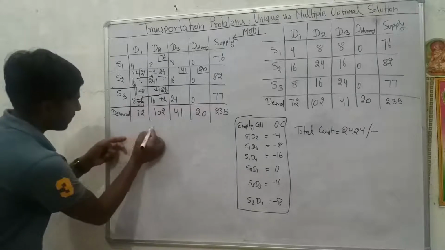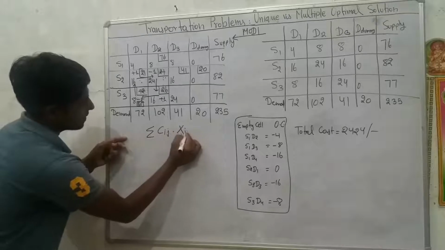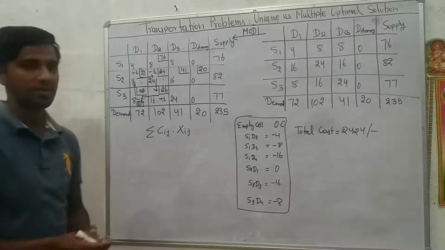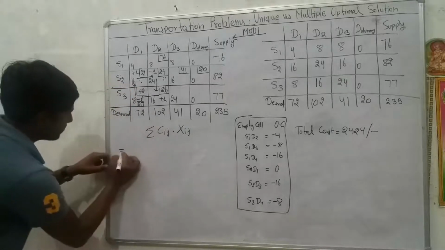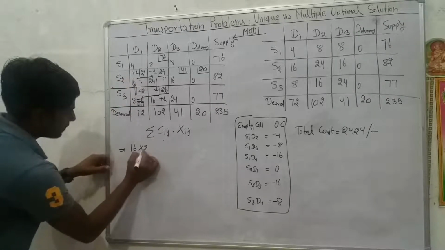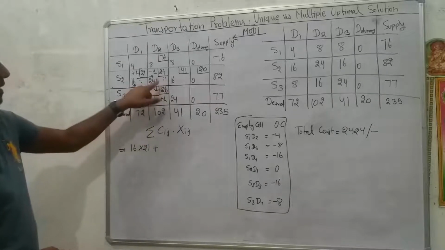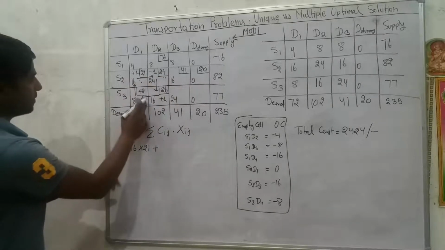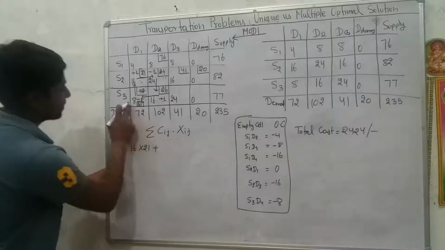And what is the formula for calculating the total cost of the transportation? Cij into Xij: cost per unit into the actual amount transferred on a particular route. So let's start from this cell. Cost per unit is 16 rupees per unit. Number of units allocated is 21 plus. So there is no unit in this cell now. In this particular cell, there are 51 units left, and cost per unit is 8.